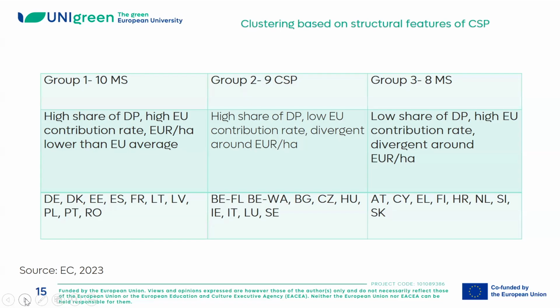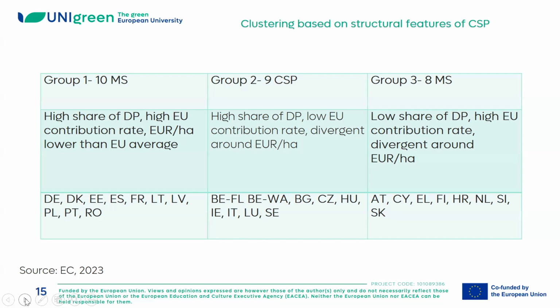The second group, where Bulgaria is: these strategic plans also allocate a high share of direct payments, but unlike Group 1, their key feature is a low contribution rate, and their values are very divergent. Euro per hectare values are very divergent, reflecting significant heterogeneity among member states. These divergences demonstrate differences in land structures, farm sizes, and national preferences in shaping the measures.